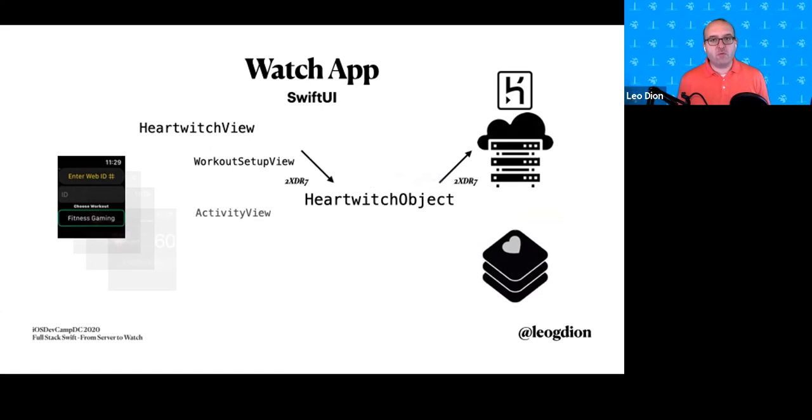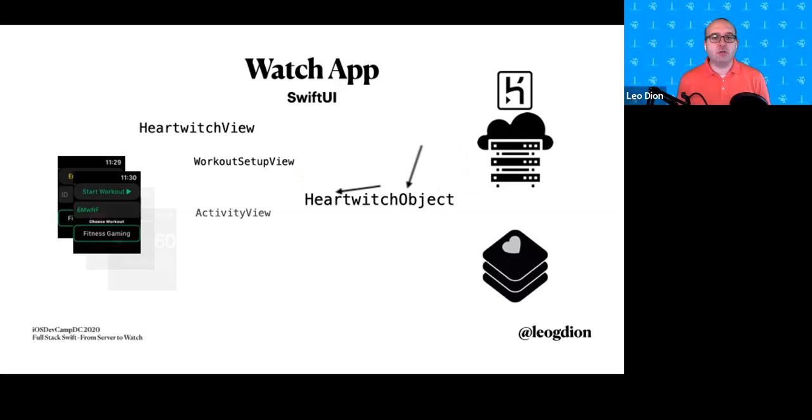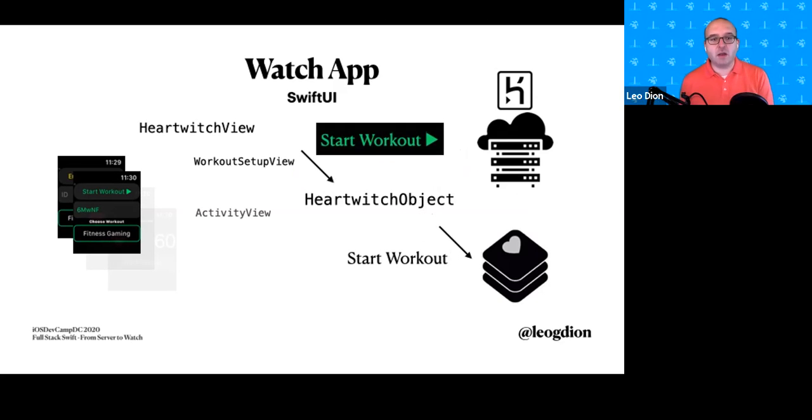In workout setup view, the user enters in the code, and Heartwitch object is able to mediate that and send that off to the server to verify that it's correct. Assuming it is correct, it allows the user to tap the start workout button. Once they've tapped that button, Heartwitch object makes a call to HealthKit to start that workout. At this point, all we have to do is wait for HealthKit to let us know when that workout has actually started and all the piping is set up essentially.